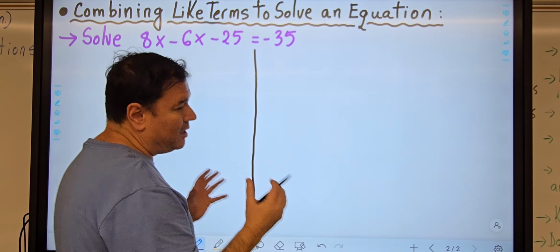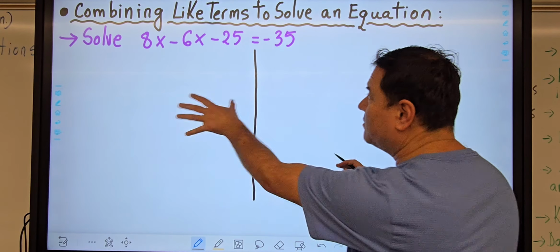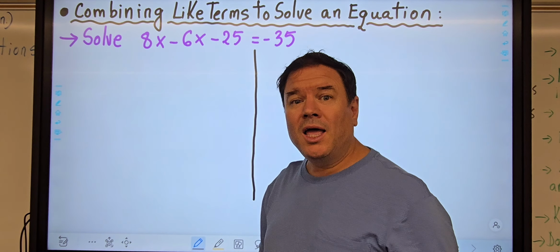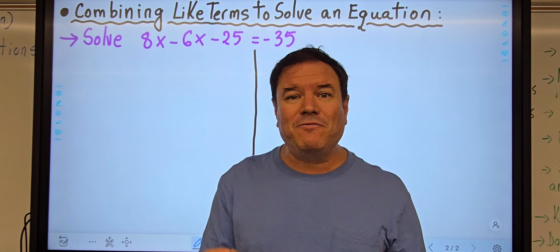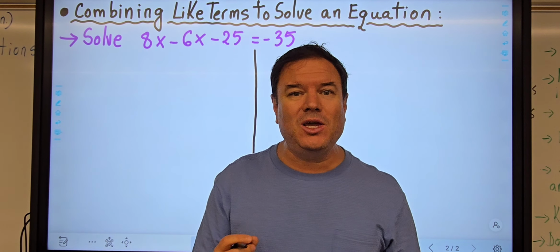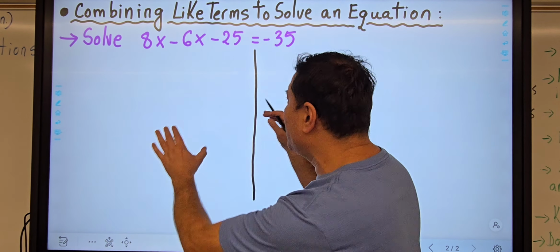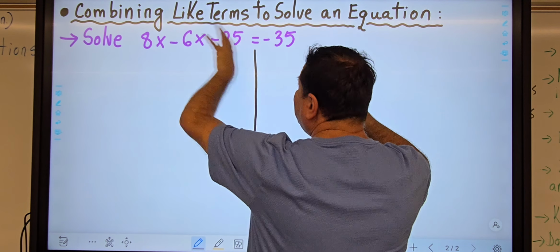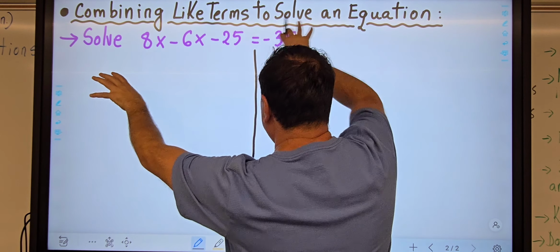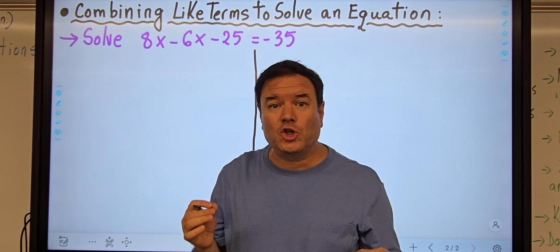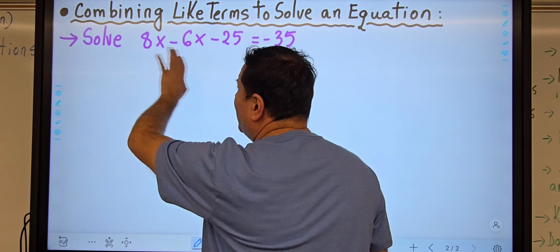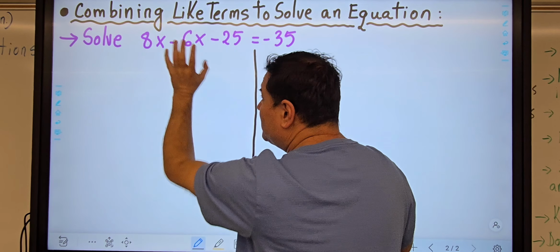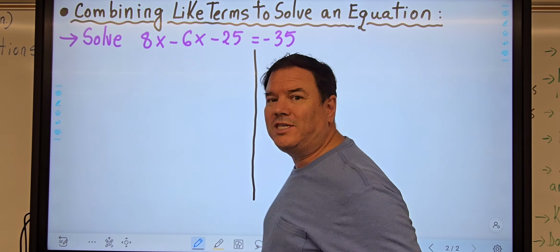If we take a look at this equation, we see that we have two sides of the equation: this side and this side. Remember, the like terms have to be on the same side. We cannot say that negative 25 and negative 35 are like terms, because negative 25 is on this side of the equation, and negative 35 is on the other side. Like terms have to be on the same side of the equal sign, either the left side or the right side. So in this case, we are going to look at the left side to see if we have any like terms.